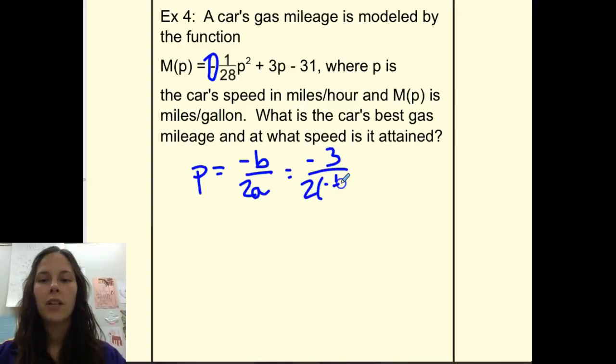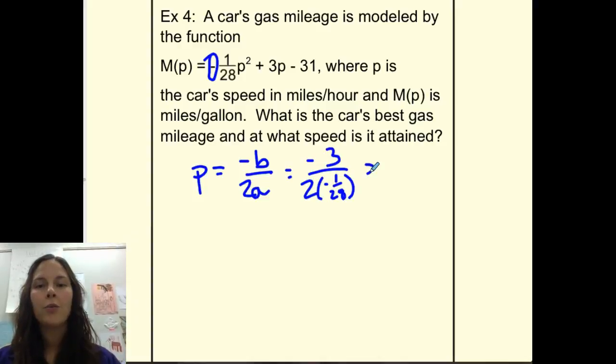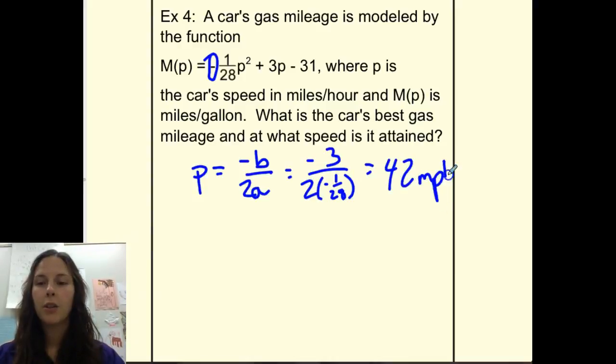A is negative 1/28. When you are typing this into your calculator, be careful that you either put parentheses around that multiplication in the denominator, or you multiply those together first. If you do not use parentheses in the denominator, your calculator will take -3 and divide it by 2 and get that answer first before it multiplies by the negative 1/28. You do not want it to do that. So make sure you, again, either use parentheses around the 2 times negative 1/28 or multiply those two values together first. I got 42 for my speed, which is in miles per hour.